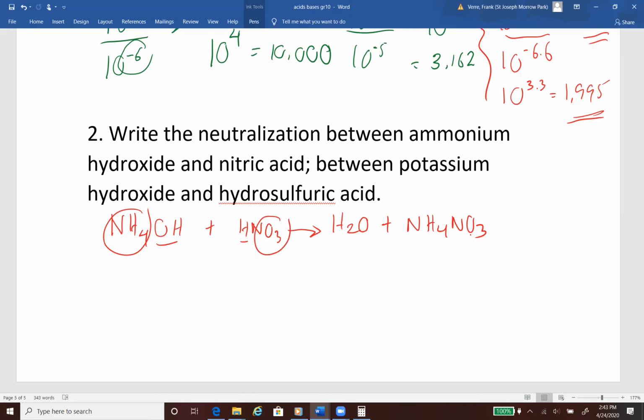It is balanced. Okay. And then the other one is potassium hydroxide and hydrosulfuric, not sulfuric, but hydrosulfuric acid, react to form water and potassium sulfide. So we can see that this one is not balanced. So we would need 2 water molecules to balance it. Okay, I think that is it.